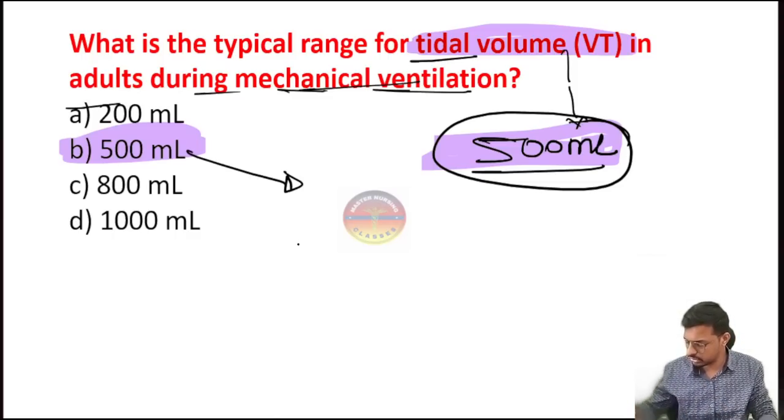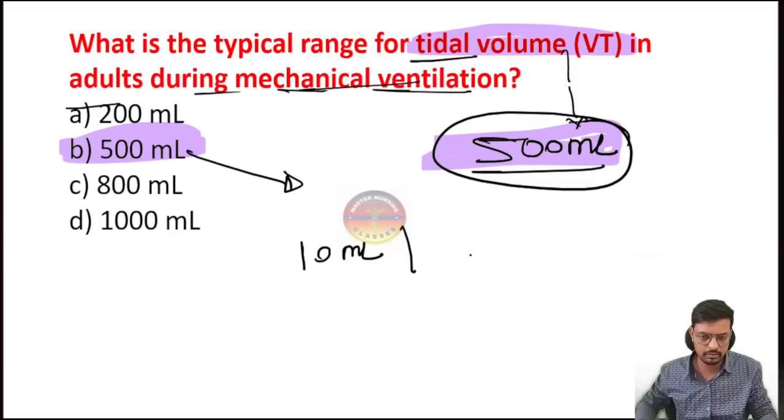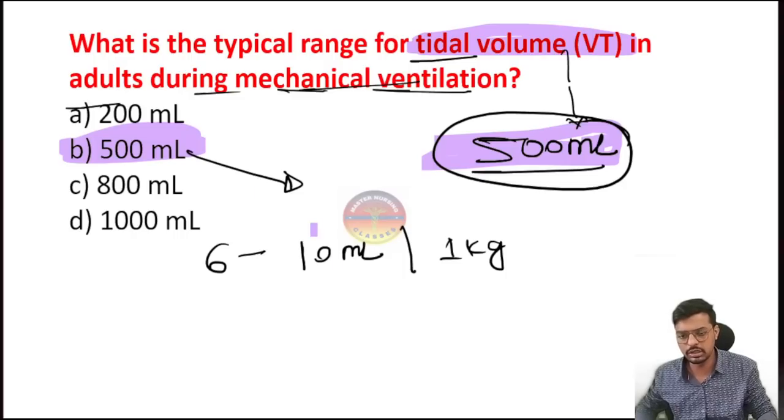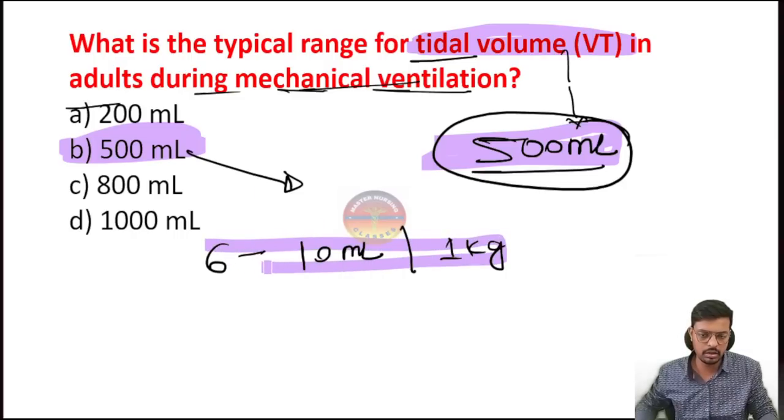So how is the weight going to matter? We have to keep 10 ml of air per 1 kg of body weight, in a range of 6 to 10 ml of air per 1 kg of body weight. So this is how we have to calculate the tidal volume.